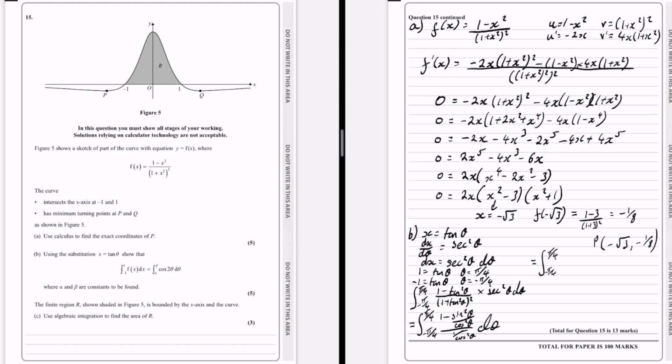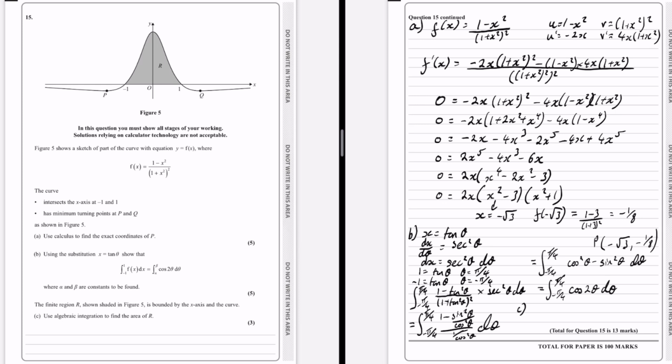If I multiply the top and the bottom by cos squared theta to tidy this up, well, the top becomes cos squared theta minus, and then sine squared theta over cos squared theta times cos squared theta is just sine squared theta. The bottom turns to 1, and so we get the integral of cos squared theta minus sine squared theta, which of course is the same as cos of 2 theta. And that's what the question wanted from us.